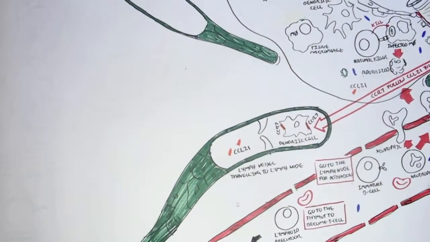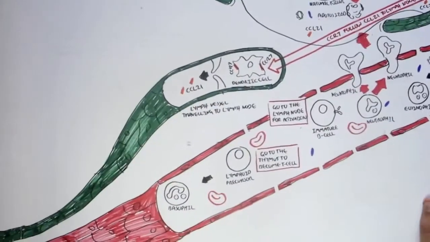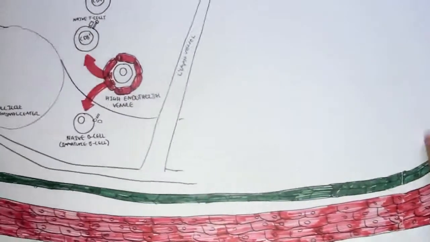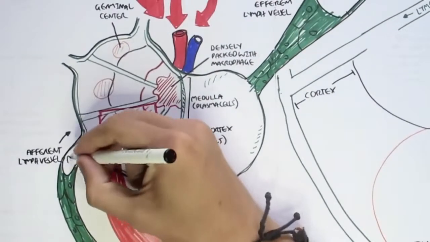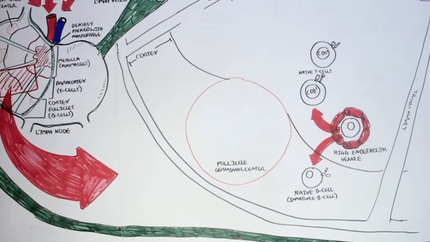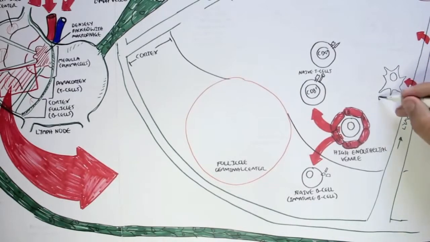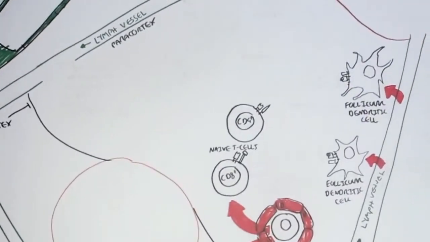So anyway, let us follow this activated dendritic cell, which is going to bring the antigen into the lymph node. The dendritic cell circulates through the lymphatic vessels and then enters the lymph node through the afferent lymph vessel. Here the dendritic cell brings the antigen on the MHC complex into the lymph node, coming through the lymph vessel and entering the paracortex. So the dendritic cells are here.